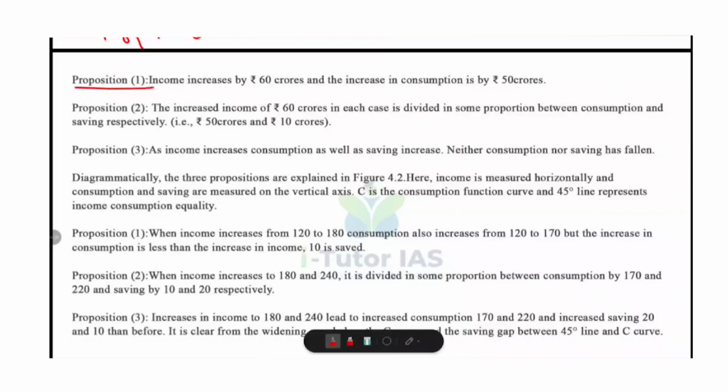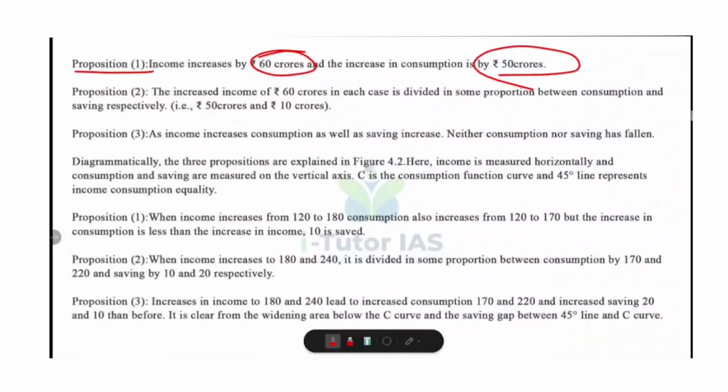First, proposition number 1, that is consumption increases but less than income. Let's say the national income increases by 60 crores, but the increase in consumption was only 50 crores. That means when income increases, people spend a portion of it, that is 50 crores, and save the remaining 10 crores. So consumption rises less than proportionately to income. For example, when income rises from 120 crores to 180 crores, consumption rises from 120 crores to 170 crores. That means 10 crores, that is 180 minus 170, is saved.